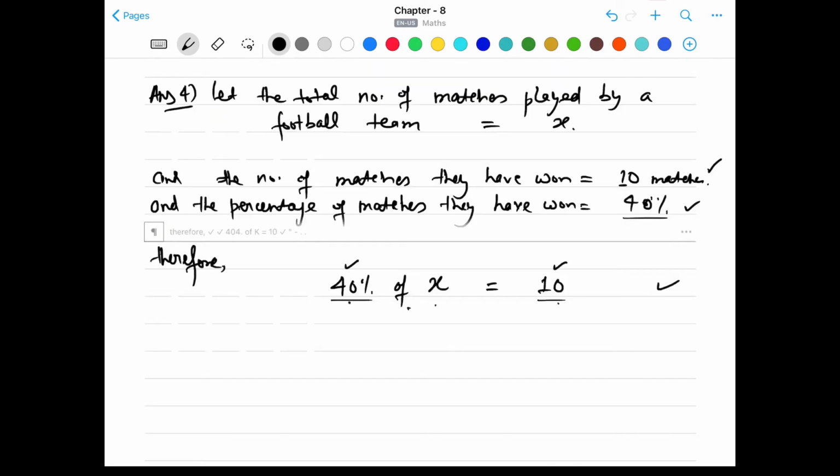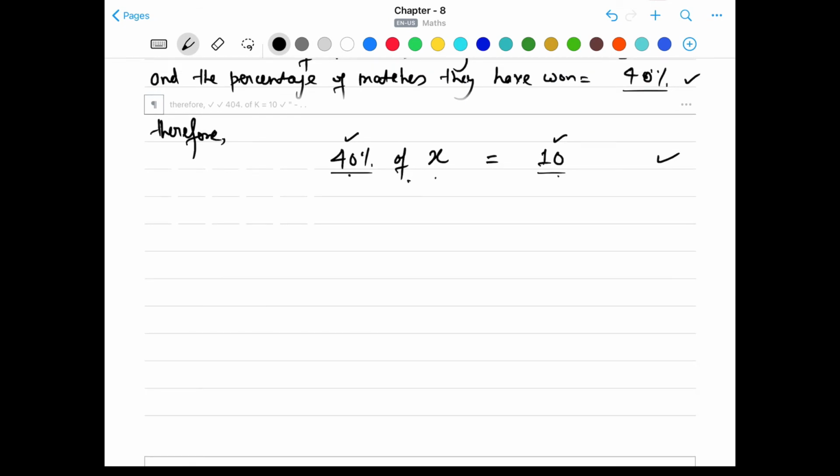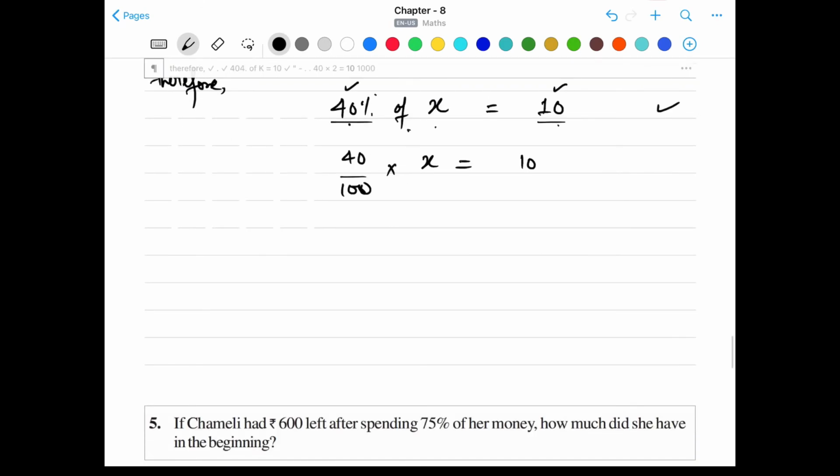Now, in order to solve this, first remove the percentage sign, so we'll get 40 by 100, and this "of" means multiplication, into x equals 10. This 40 by 100 when shifted to the right hand side will become 100 by 40. The 0 cancels out, and 100 by 4 will give us 25. So the value of x is equal to 25.